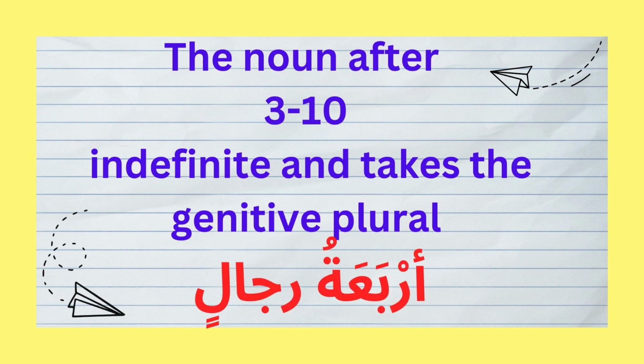Rule number 2: the nouns that follow numbers 3 to 10 are indefinite and they take the genitive plural. One example, أربعة رجال. Note that رجال here is plural and genitive, because not all Arabic numbers are followed by nouns in the singular. So remember that numbers 3 to 10 are followed by nouns in the plural that have kasra, tanween. أربعة رجال, 4 men.